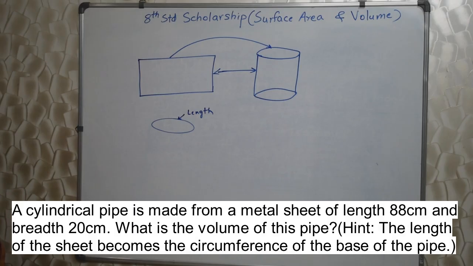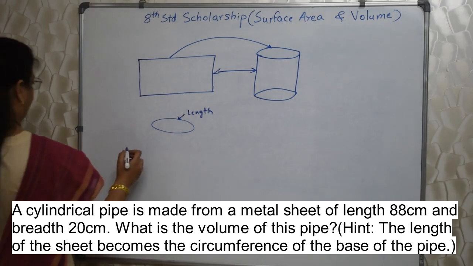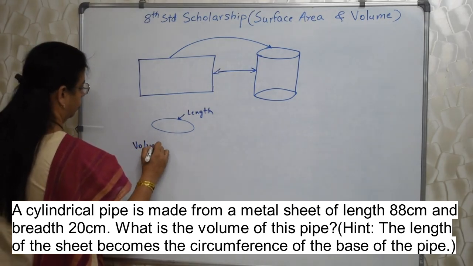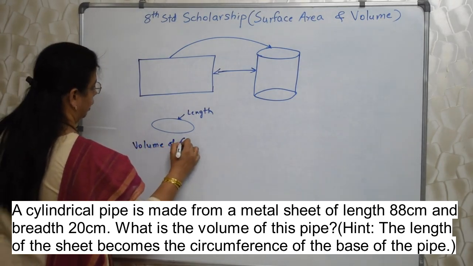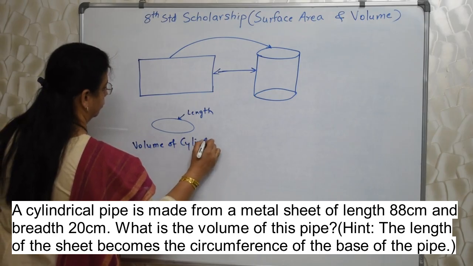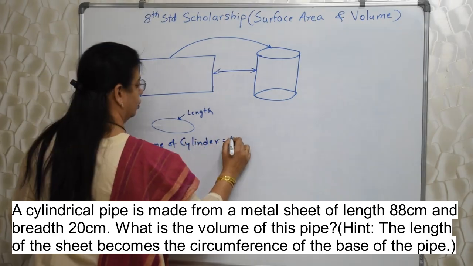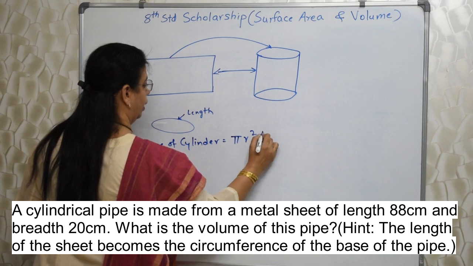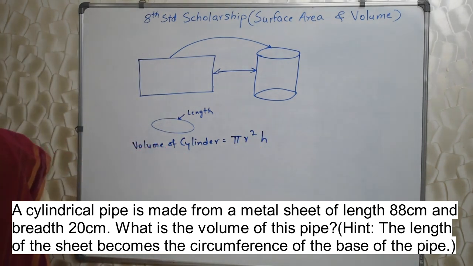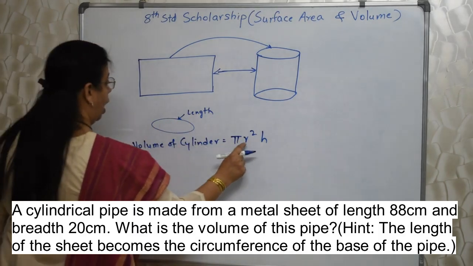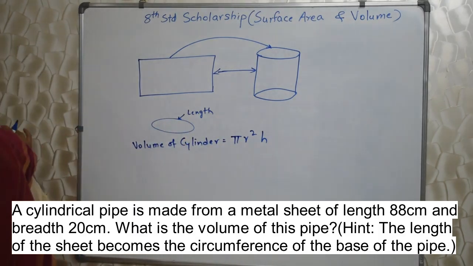Okay. Here what are we supposed to do? What is the volume of this pipe? So they are telling us to find the volume of that cylinder. We should know the formula. What is the formula of volume of a cylinder? Pi r square h. Now let's substitute the figures, but for this we require r, which they have not given.